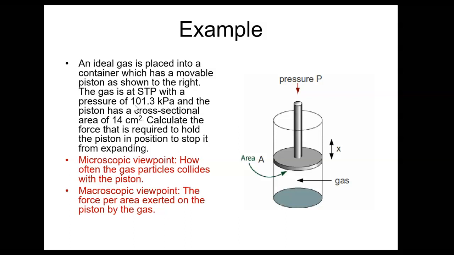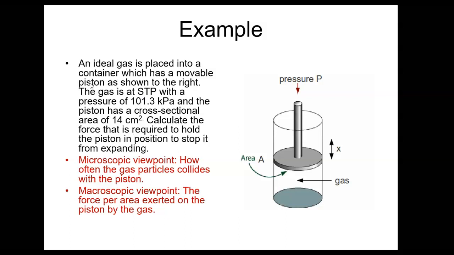kPa is kilopascals, and the piston has a cross-sectional area of 14 square centimeters. Pay attention to the units, by the way, because area should be measured in SI units. It should be in square meters. We're going to have to convert that. Calculate the force that is required to hold the piston in position to stop it from expanding.